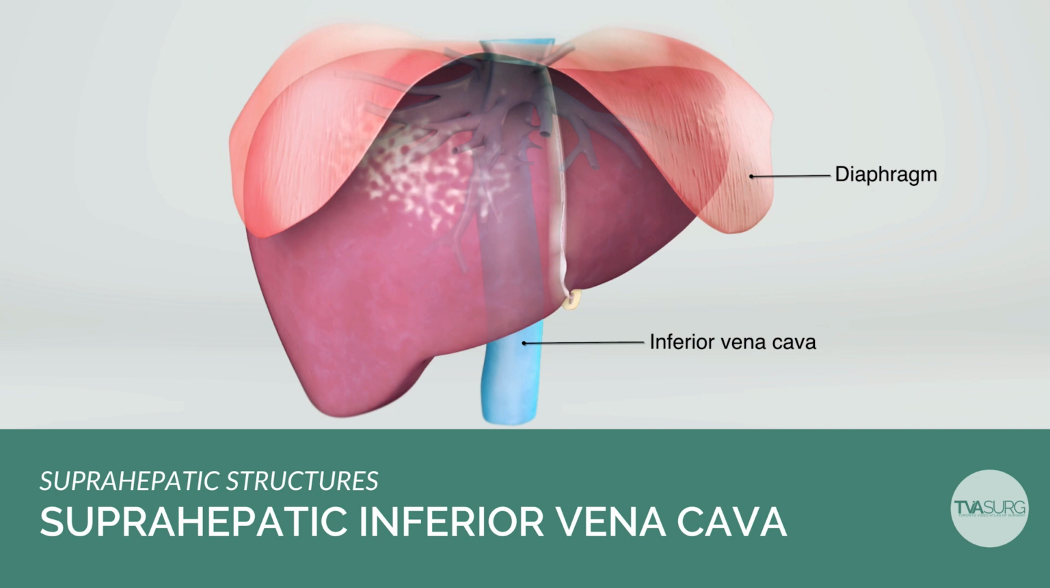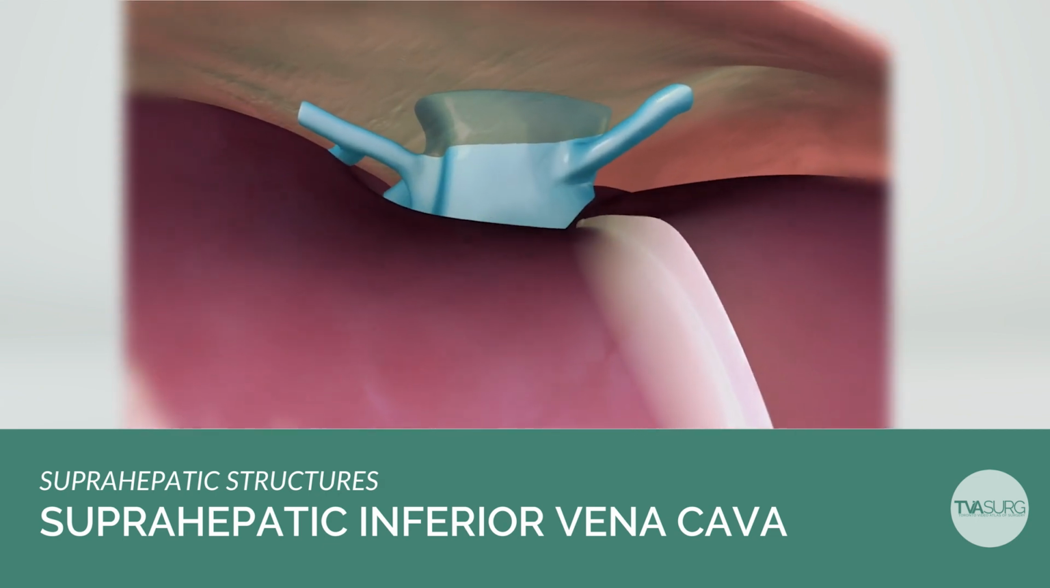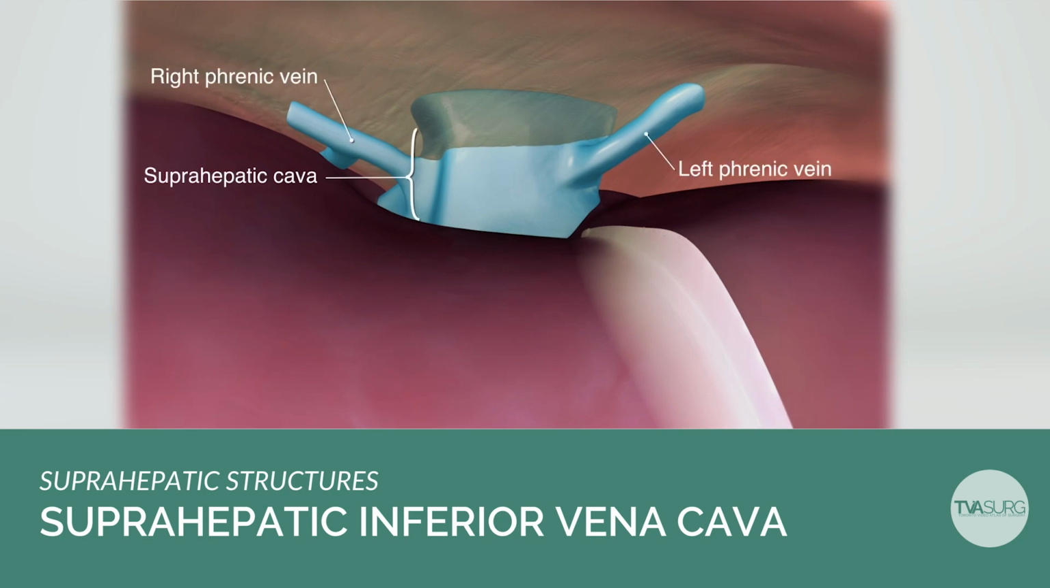The suprahepatic inferior vena cava, or just suprahepatic cava, is the short section of the IVC that is above the liver and above where the hepatic vein inserts. Note the space between the liver and diaphragm is very short. Despite being short, there are small veins inserting into the cava, the phrenic veins. Phrenic veins drain the left and right diaphragm. These phrenic veins almost act like anchors, anchoring the IVC to the diaphragm.